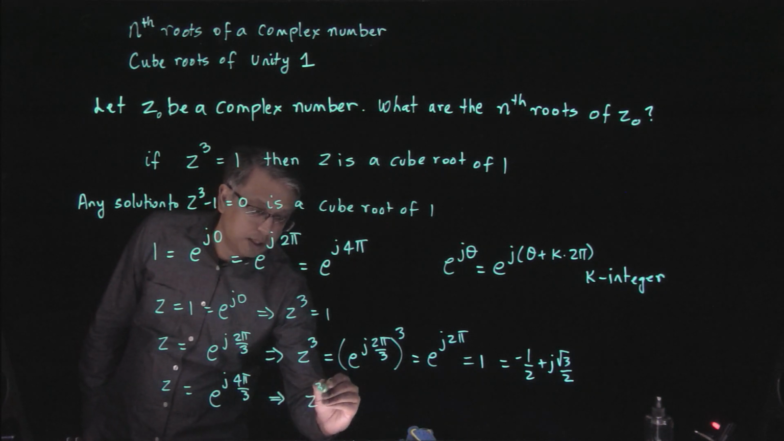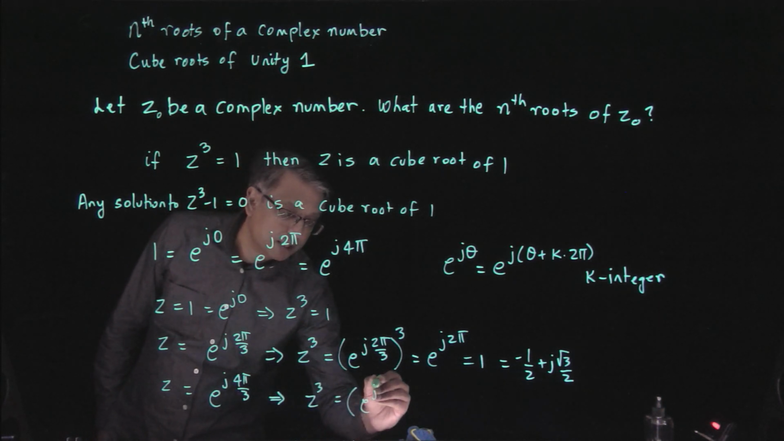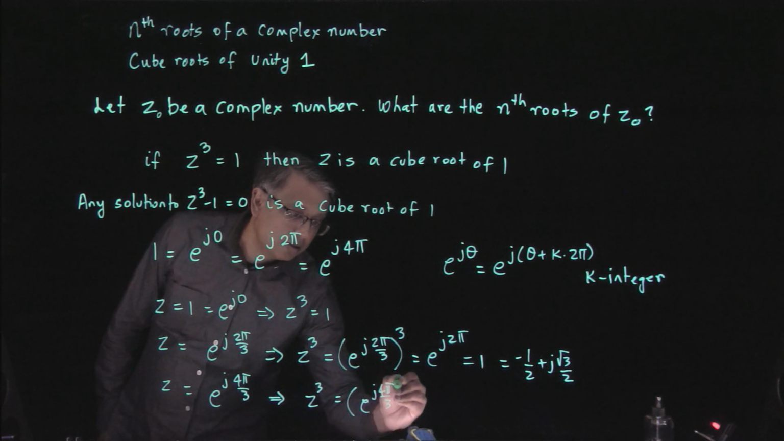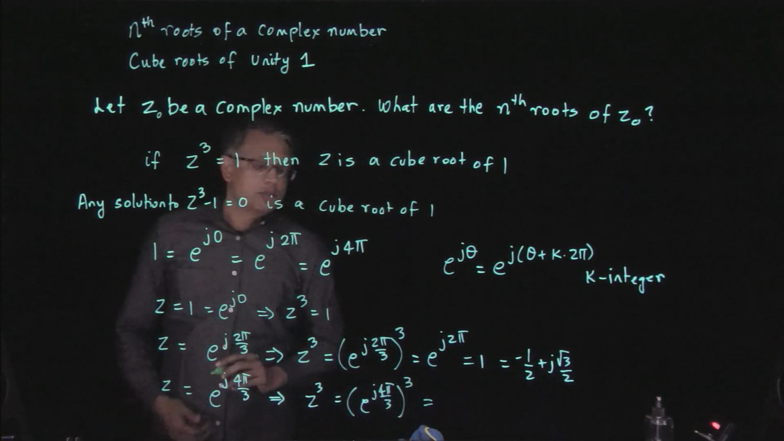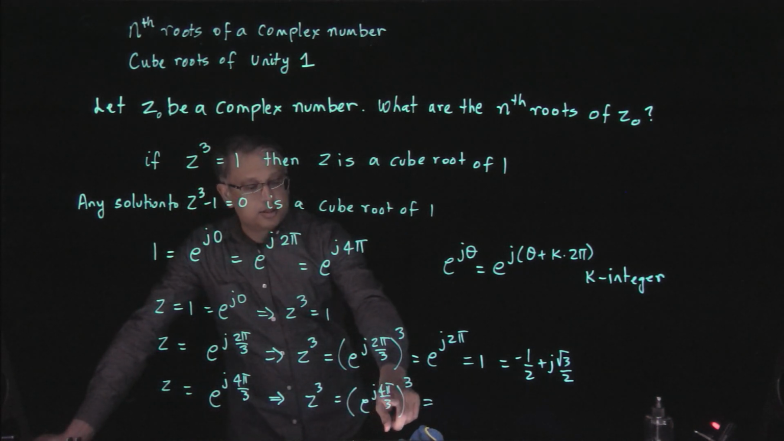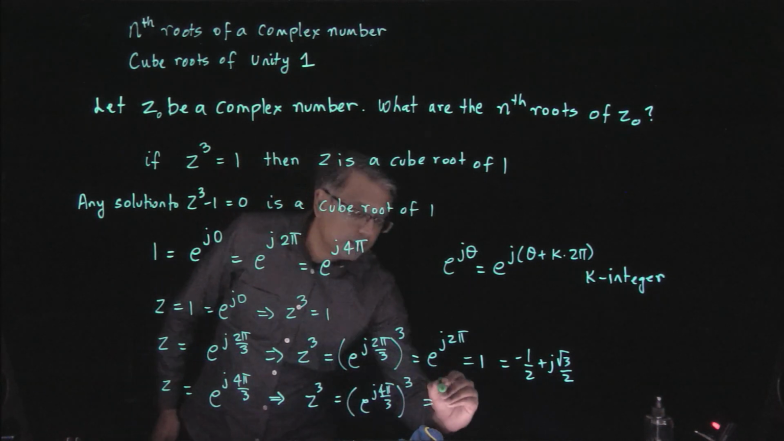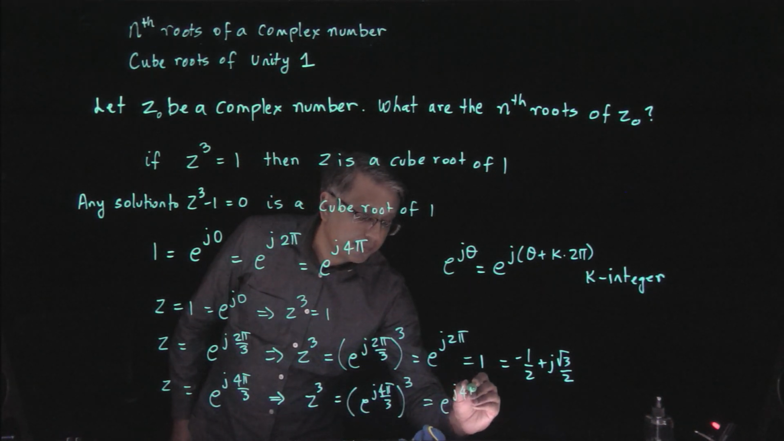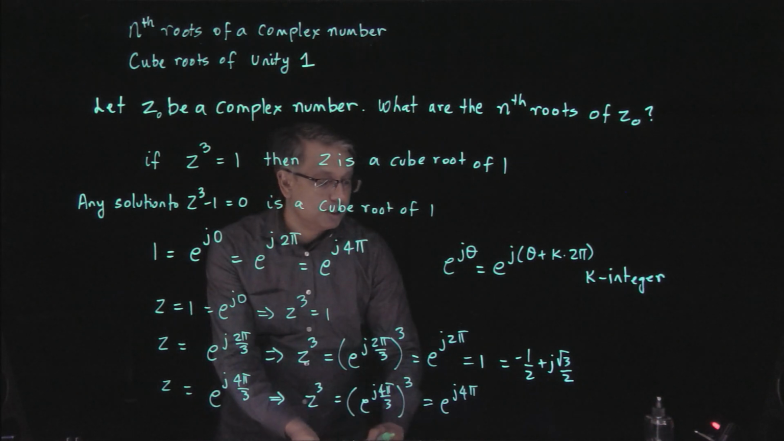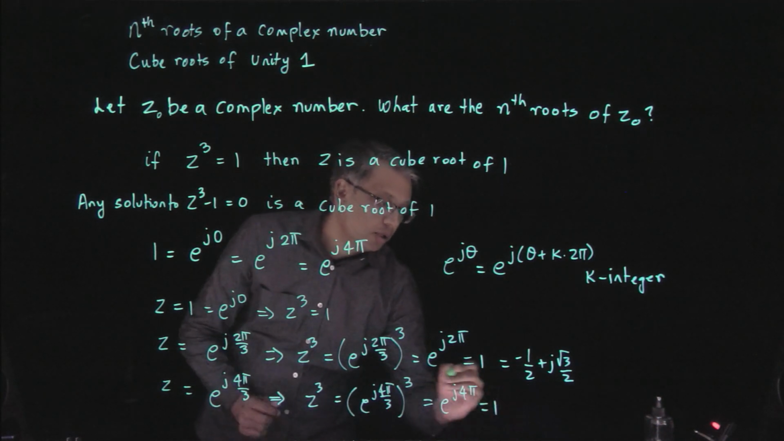And that will give me, so if I cube that number, you can see what's going to happen. What's going to happen is this 3 and 3 are going to cancel out, and I'm going to get e to the j 4 pi. And e to the j 4 pi is indeed equal to 1.